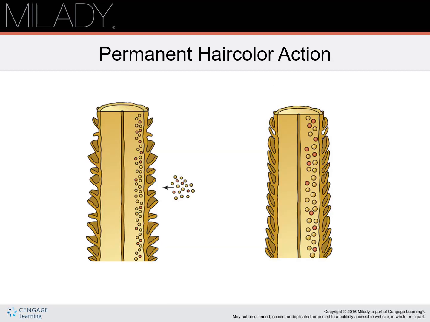So here is the permanent hair color action in place. If you'll see, this is the cuticle, the hair shaft. These molecules are actually going to pass through that hair shaft, the cuticle, and they're going to live inside the cortex. Well, what happens is they become larger, like I just said a while ago. So when they become larger, they do not come out.